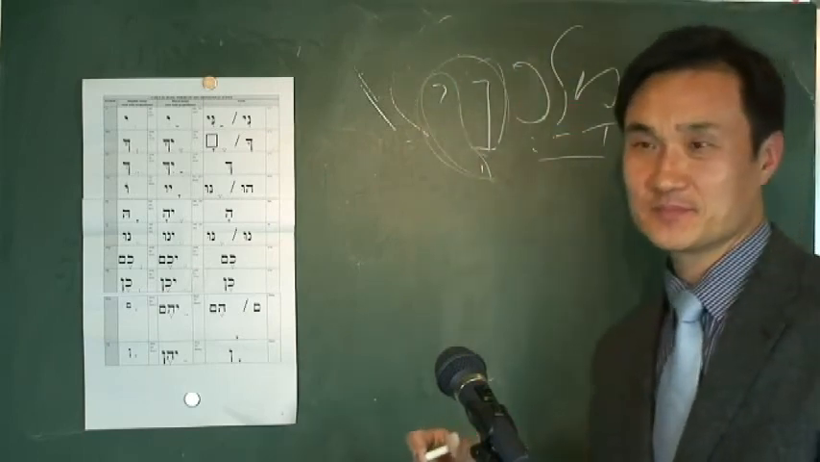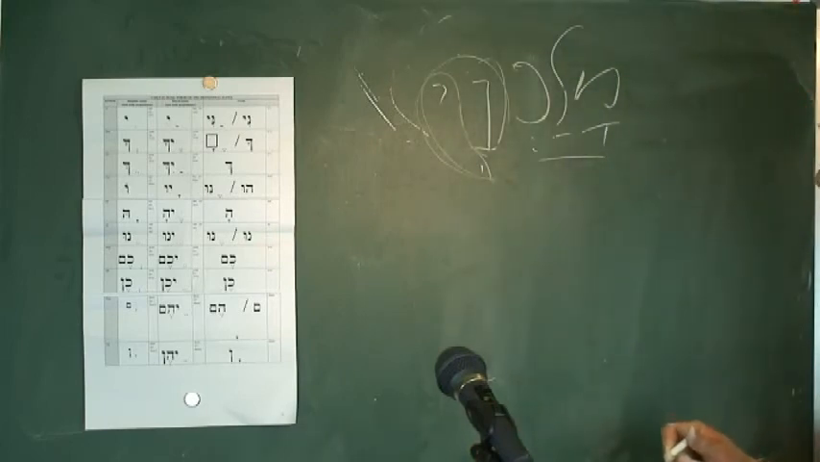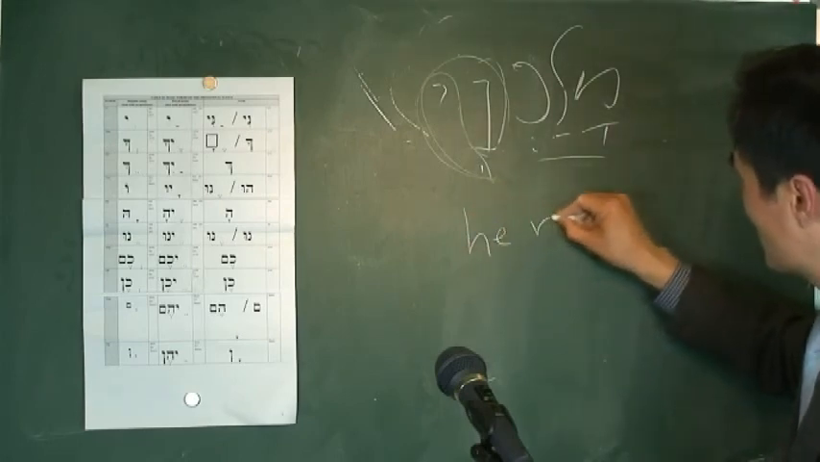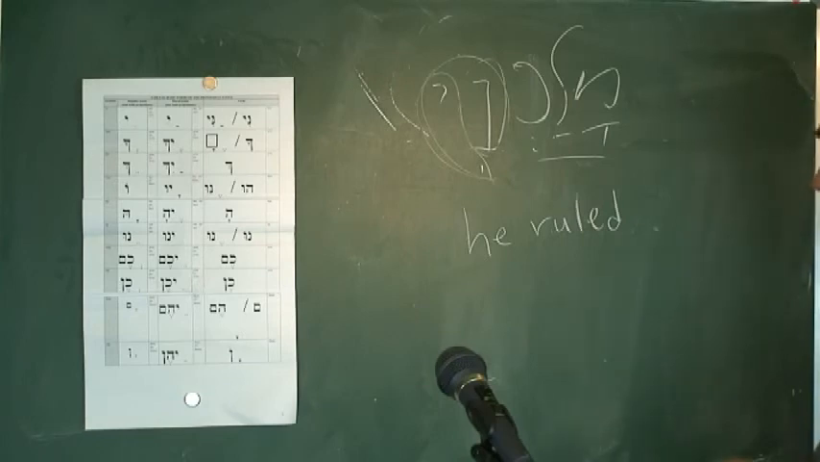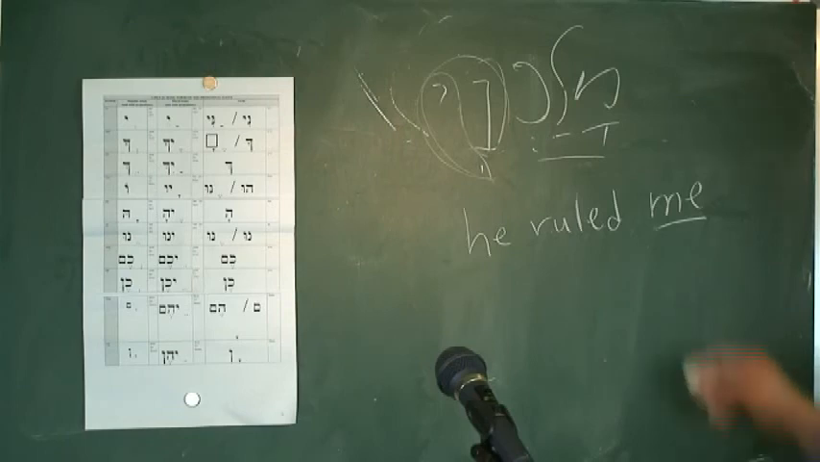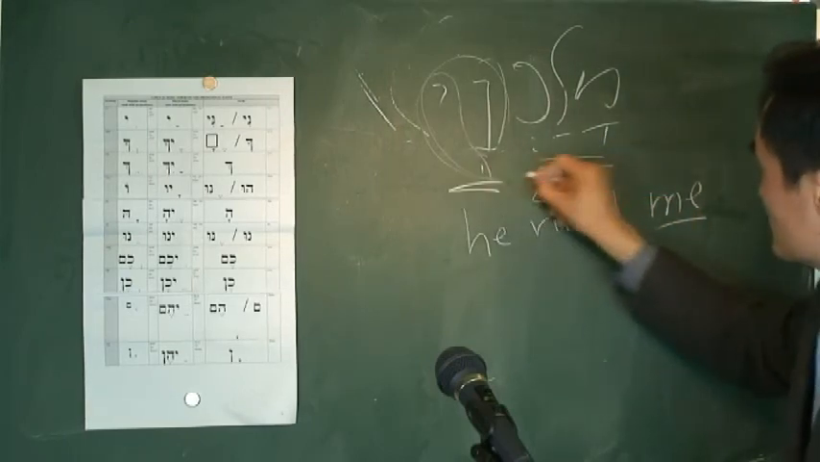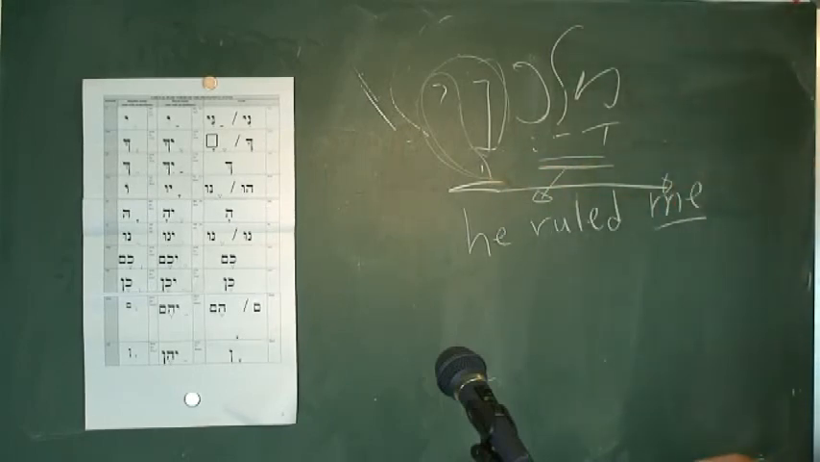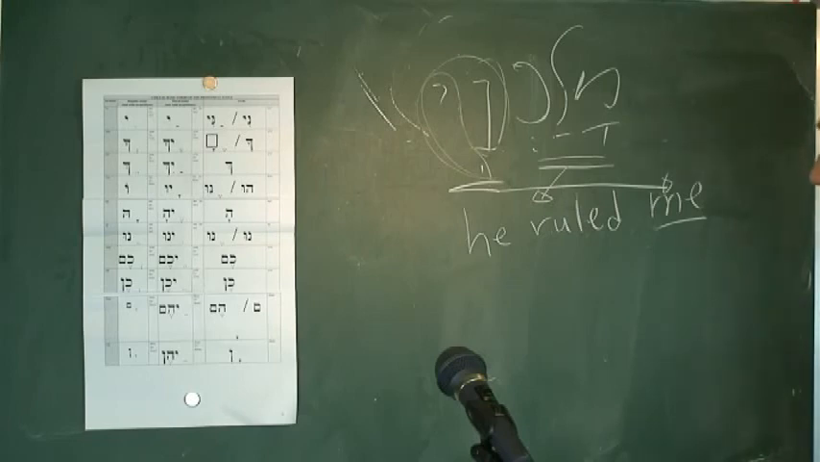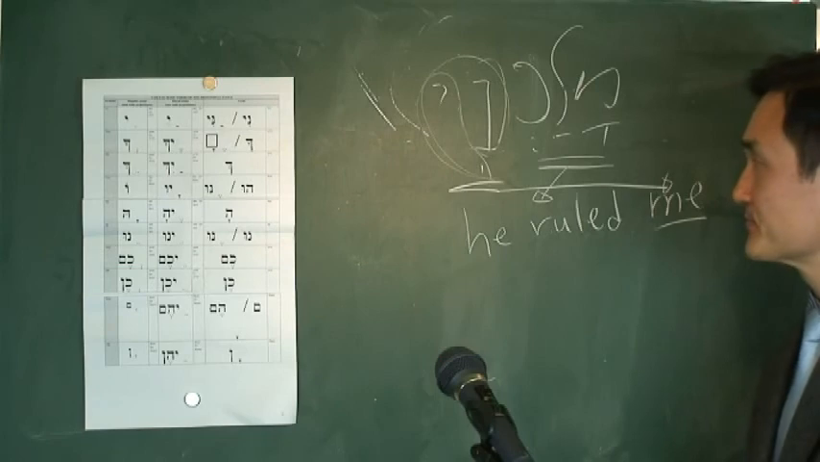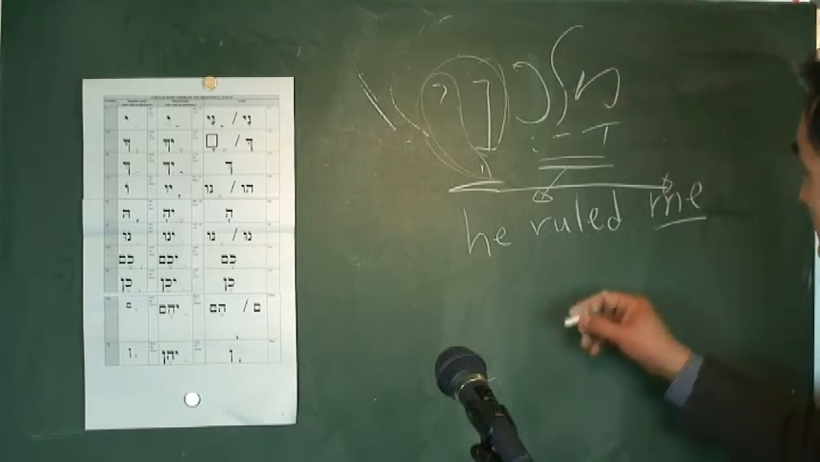However, when ni is added to malak, ni functions as the object of the verb. Malak would be he ruled. The pronominal suffix ni is added. This will function as the object of the verb, and it will be a first person common singular form. Hence, it would be he ruled me. The forms of the pronominal suffixes added to the verb change slightly and function as objects of the verb.